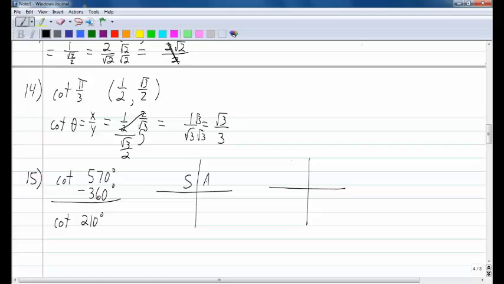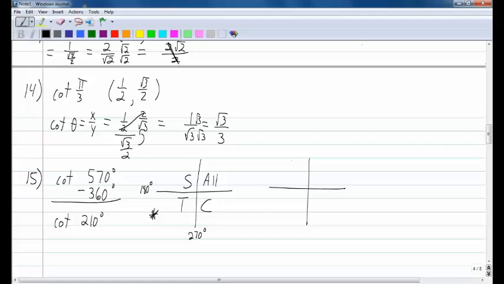Alright, so first let's figure out if the answer is going to be positive or negative. Using the Salty C chart, 210 degrees is between 180 degrees and 270 degrees. So that angle measure is in the third quadrant. In the third quadrant, tangent and its reciprocal cotangent are positive. So when I evaluate cotangent of 210 degrees, I'm going to get a positive answer.